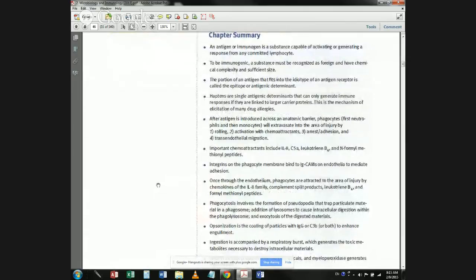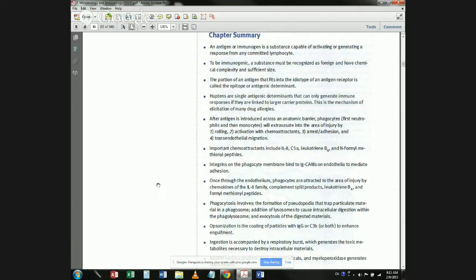So, chapter summary. An antigen or an immunogen is a substance capable of activating or generating a response from any committed lymphocyte. Remember the difference: an antigen is the one that activates the production of an antibody, while an immunogen is the one that causes an immune response to occur. To be immunogenic, a substance must be recognized as foreign to the body. It must have chemical complexity and be of sufficient size. And I believe the size was at least 5 to 10,000 kilodaltons.